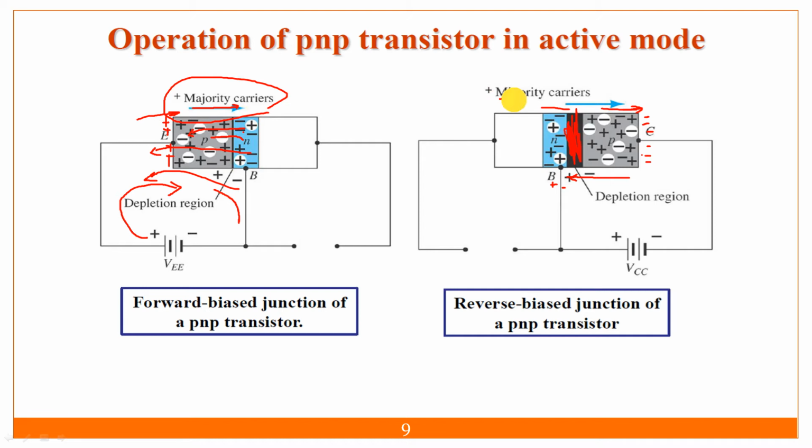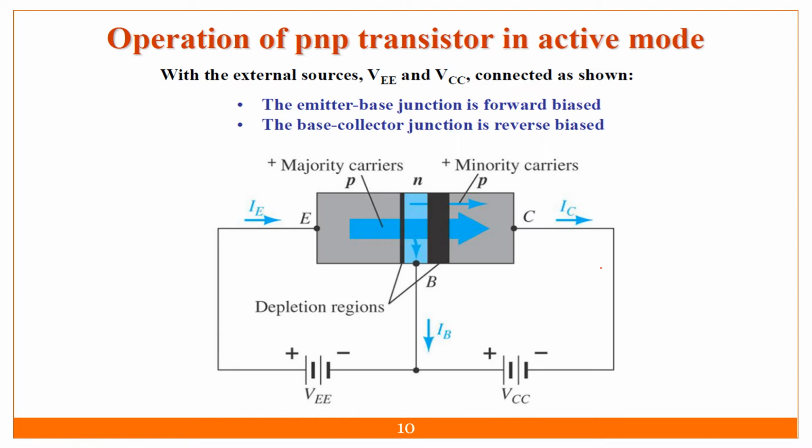Whatever the current is, it is due to the minority charge carriers, because current is flowing in this direction, and electrons are coming in this direction, because electrons are the minority charge carrier. So current is like this one. So this is all about the modes of operation in the active region. Overall operation I have denoted like this one.